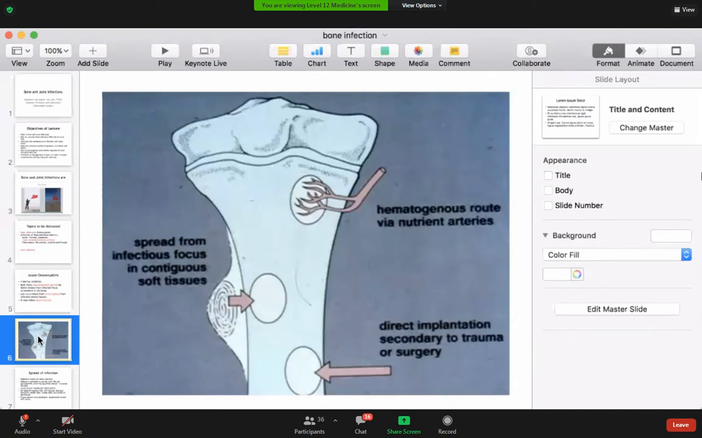So how can infection spread? It can spread by blood. Bacteria will be transmitted through the circulation from one place to another. It can also spread from the adjacent soft tissue or from direct implantation secondary to trauma or surgery or open fracture.